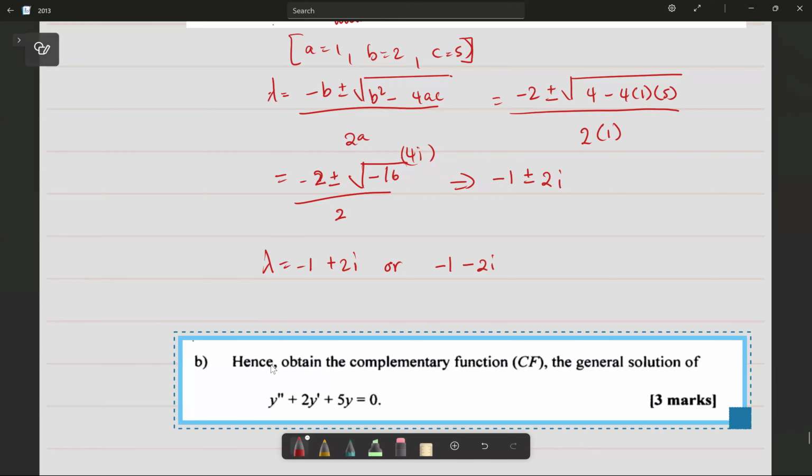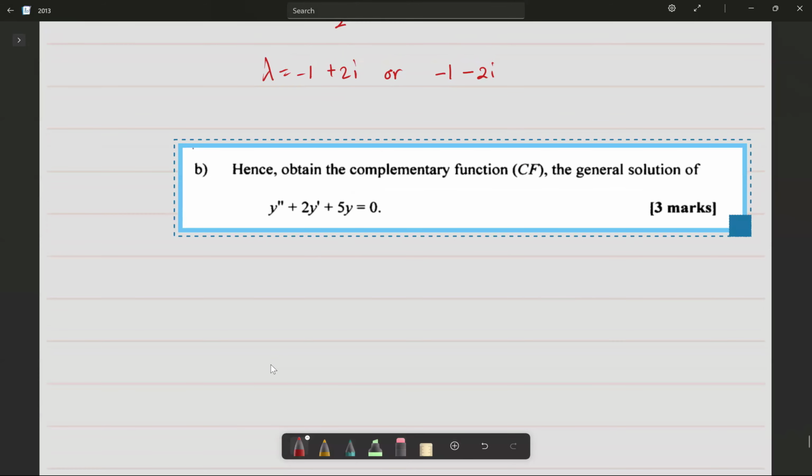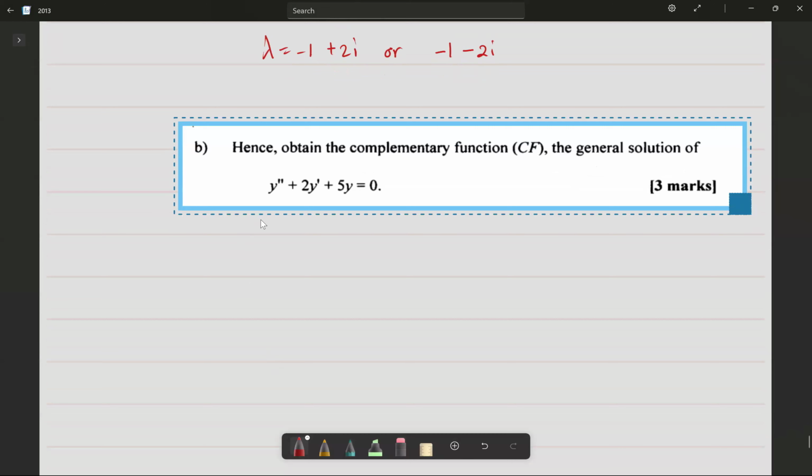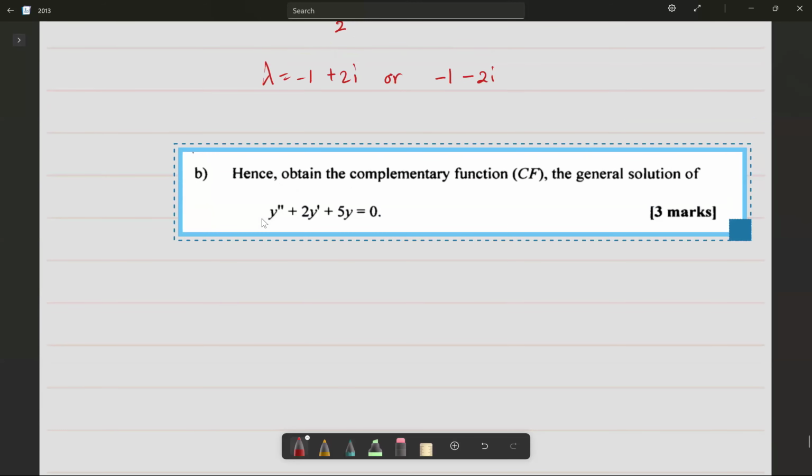Okay, so taking a step back now. The complementary solution, the complementary function, it's because it's imaginary. You see, the thing is, does everybody learn about this? Should probably assume they don't.